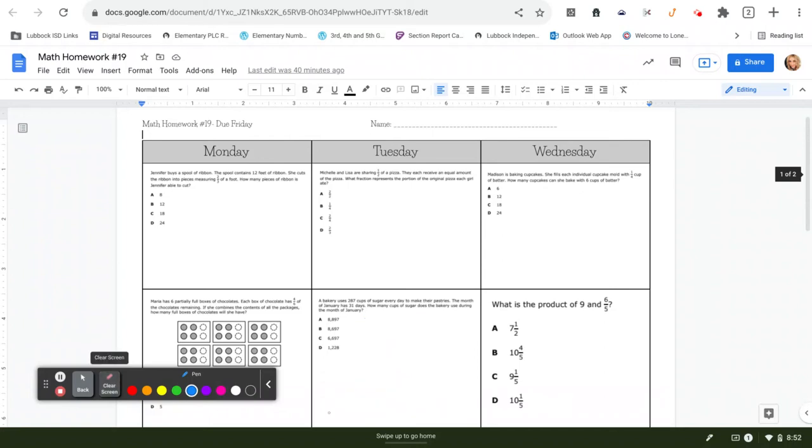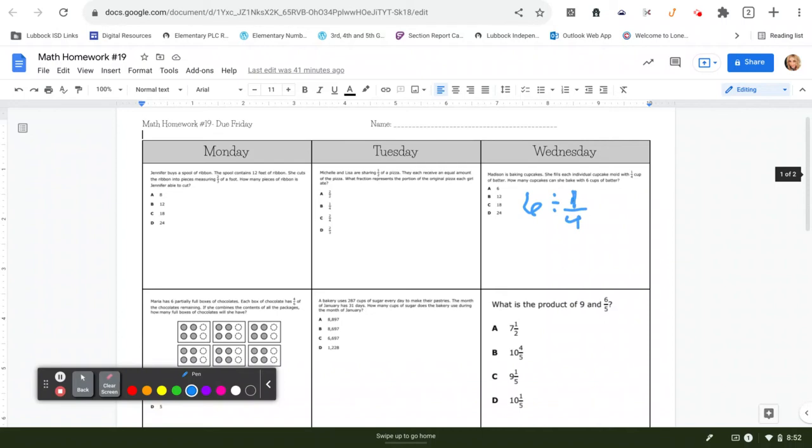Next, Madison is baking cupcakes. She fills each individual cupcake mold with 1/4 cup of batter. How many cupcakes can she make with 6 cups of batter? Okay, so she has 6 cups of batter that she is dividing into 1/4 cup portions, right?